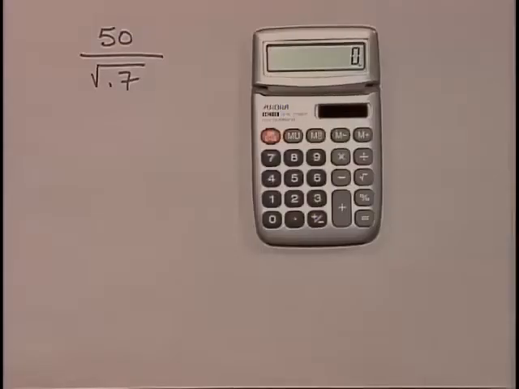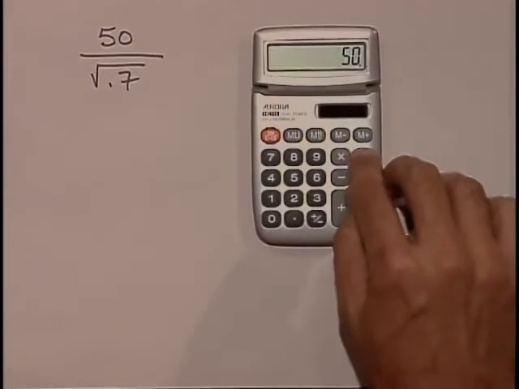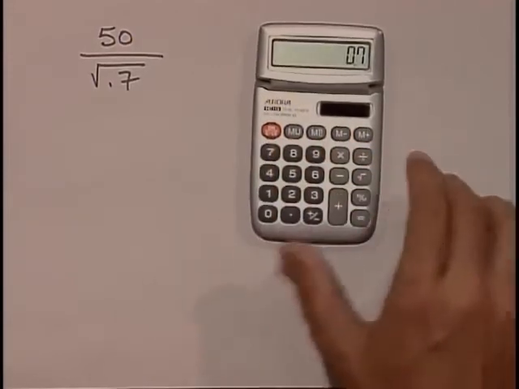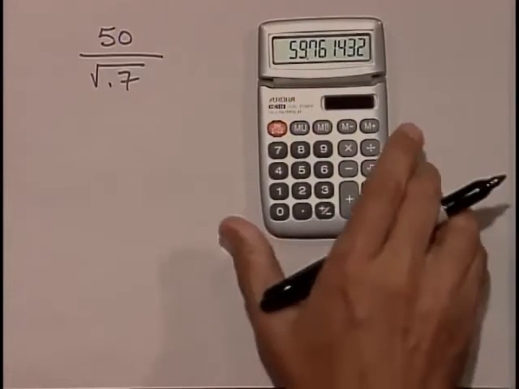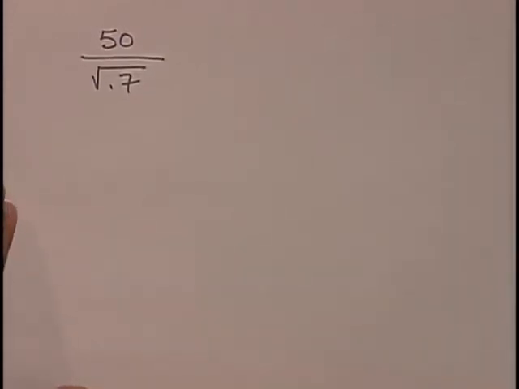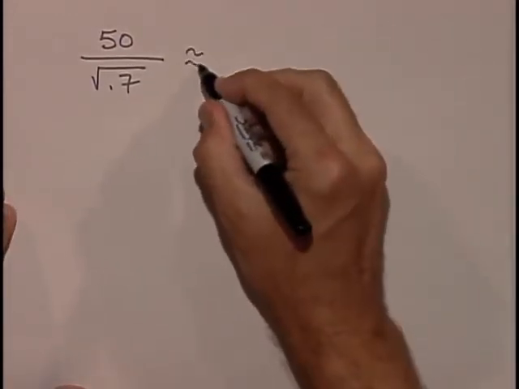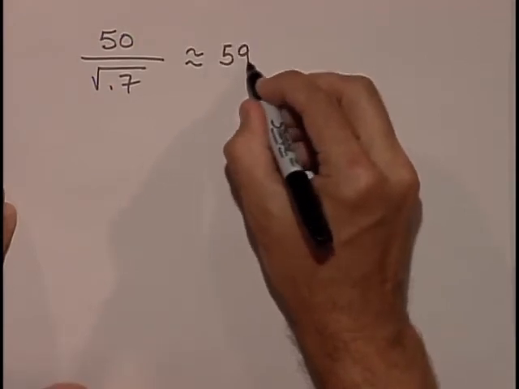So now let's use the calculator to evaluate 50 divided by the square root of 0.7. So we'll do 50 divided by 0.7, take the square root, and hit equals. So rounded to the nearest tenth, we get approximately 59.8.